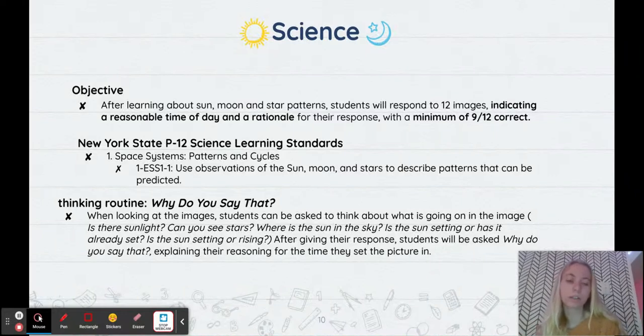After giving their response, students will be asked, "Why do you say that?", explaining their reasoning for the time they set the picture in. This is a great way for students to think critically, giving a rationale for their response, backing up their response given.